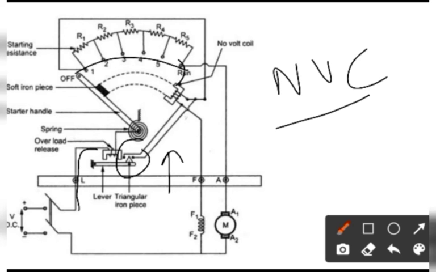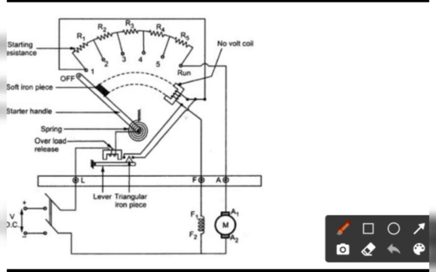When the NVC coil is demagnetized, the handle is released. After demagnetization of the NVC coil, there is zero attraction between the soft iron piece and the NVC coil, and the handle comes to its original position, that is the off position. This means at the time of fault condition, or when higher current flows through the DC motor, the motor is automatically disconnected from the supply with the help of the overload release coil.